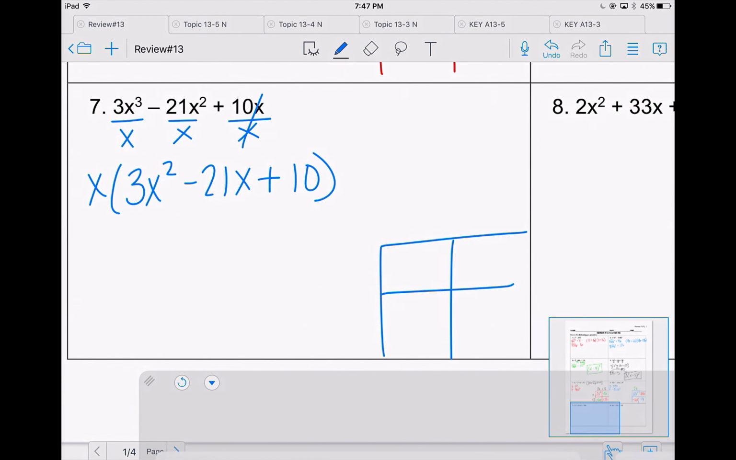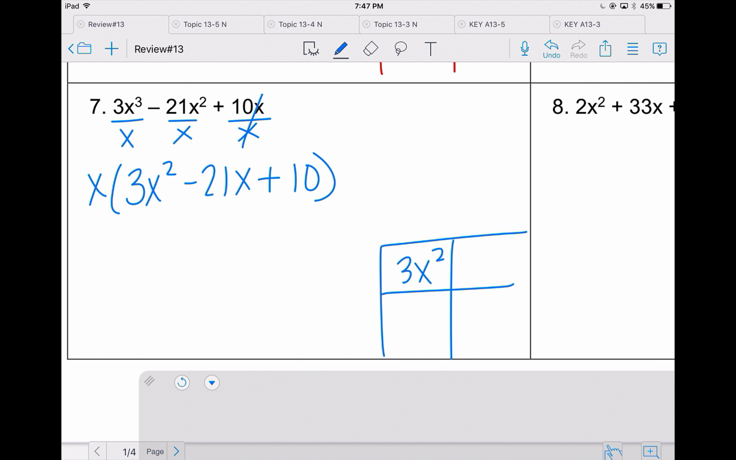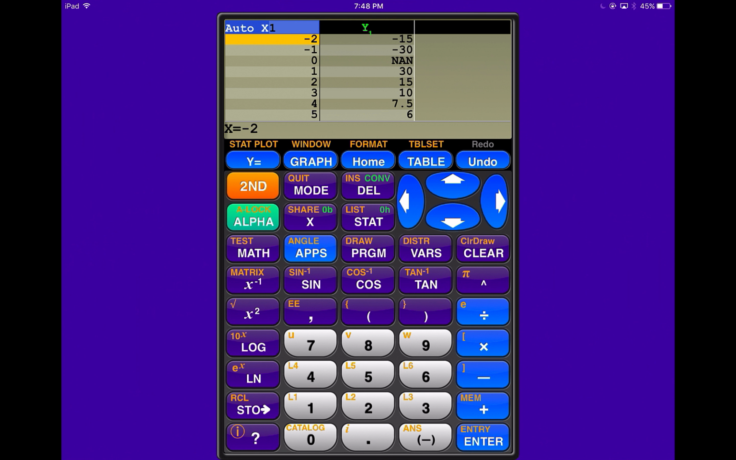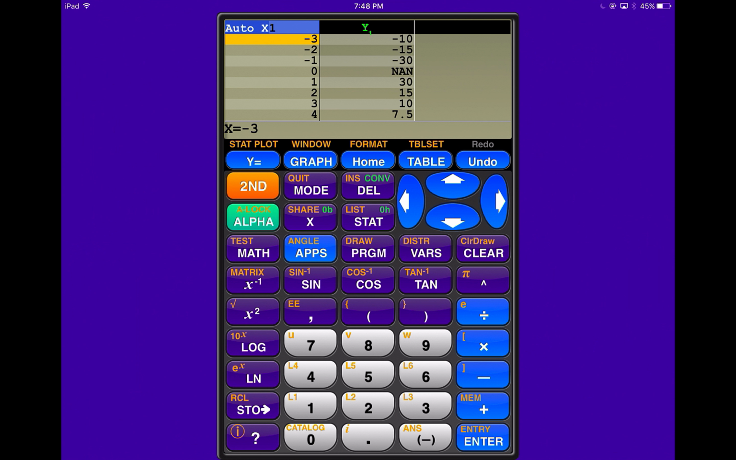So from here, I'm going to take what's in parentheses and put it in my box. So my product is going to be 3x squared times 10, so 30x squared. My sum is a negative 21x. So I put 30 in y equals. And look for two numbers that add to a negative 21. I know that in order to add to a negative, I need to look at my negatives.